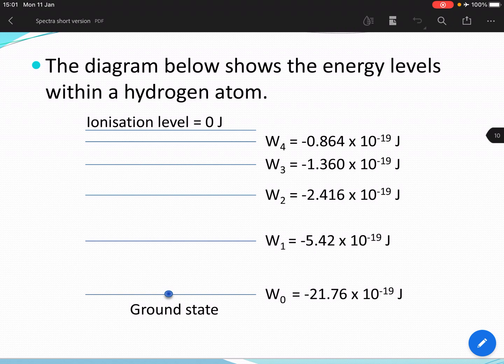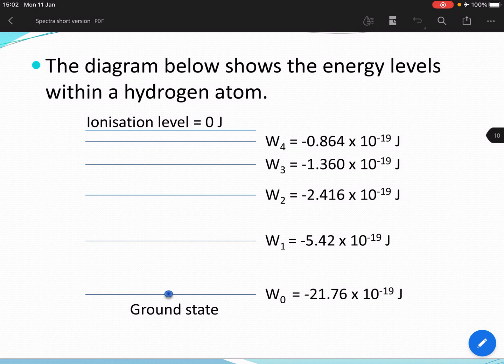What that's basically telling us is that the one electron in the hydrogen atom is sitting in the ground state. It's in that shell or that level closest to the nucleus, and at that point you would say that it's got minus 21.76 times 10 to the minus 19 joules. That basically means that it needs to gain 21.76 times 10 to the minus 19 joules to get to the ionization level to then be able to leave the atom.